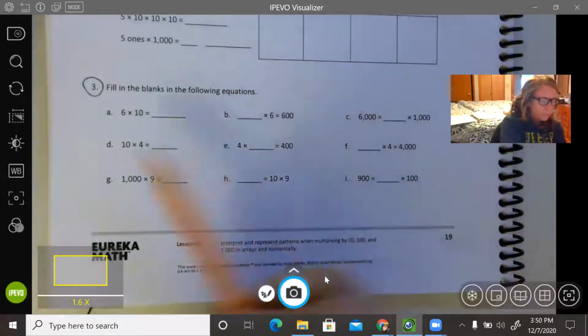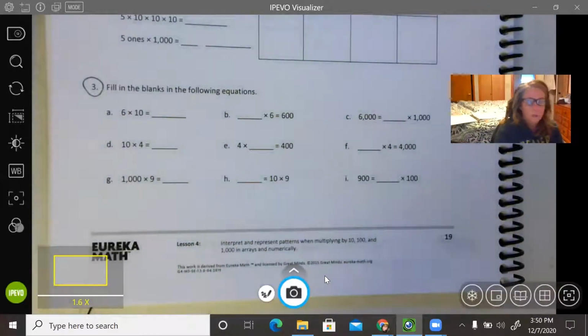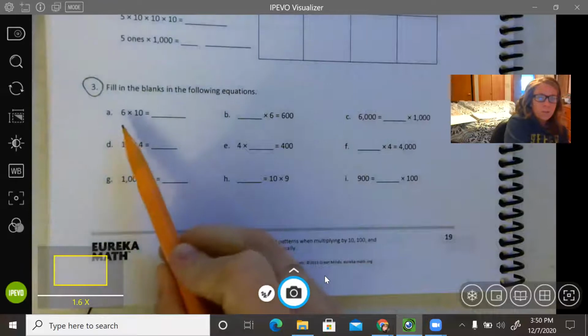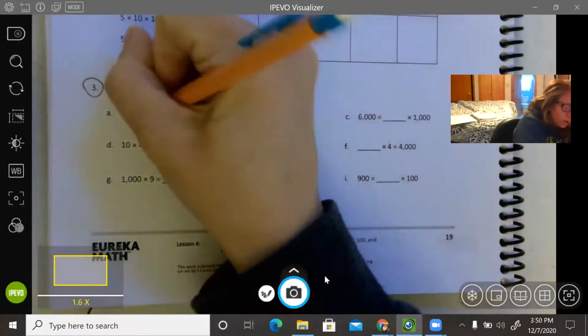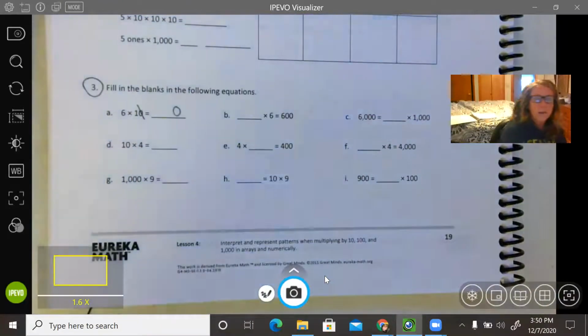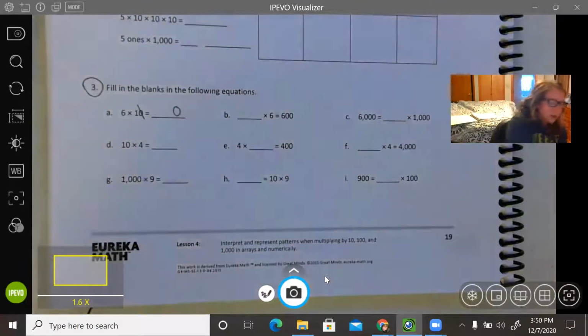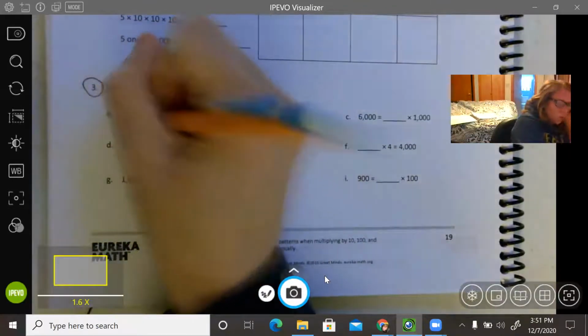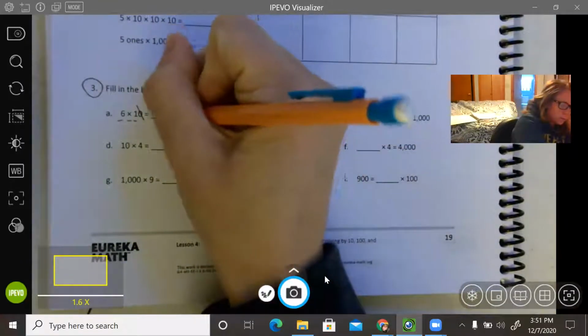So for number 3, we're going to fill in the blanks in the following equations. Remember, this strategy only works for multiplication. So here we have 6 times 10. We're going to take off the 0, put it in our answer, and then you're left with a basic fact. 6 times 1 equals 6.